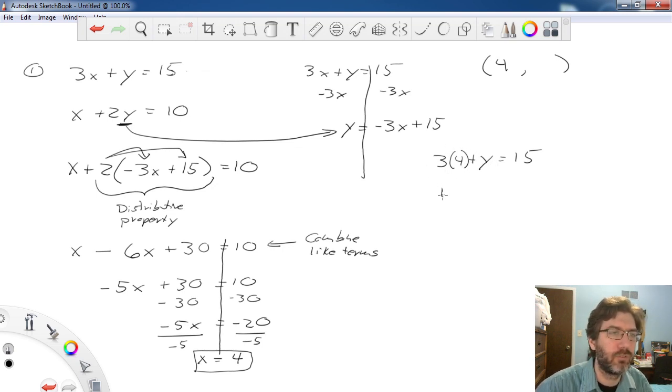3 times 4 gives you 12 plus y equals 15. Subtract 12 from both sides. Draw the line if you need it. I'll put on the equal sign.